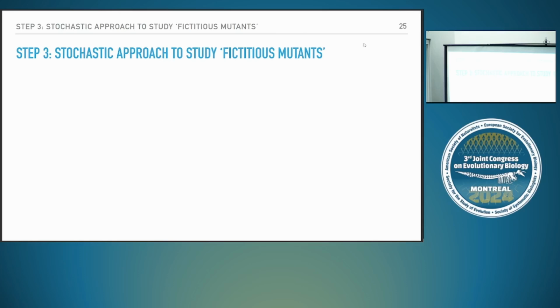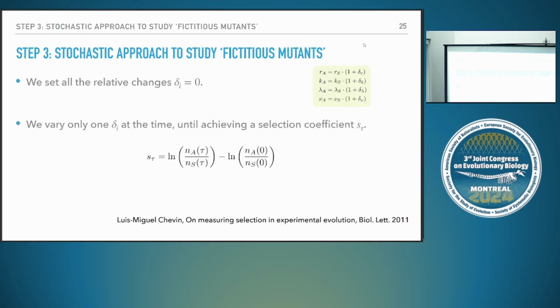So for step 3, we look at fictitious mutants. Let me briefly explain what this is. So when I set all the relative changes equal to 0 in the mutant population, this means that it's going to be the same as in the sensitive population. I'm going to vary only one of these deltas at a time until achieving a certain selection coefficient that we define using this expression here. And the idea is to study how the establishment probability varies when changing only one trait at a time, to see which of them will be stronger, depending on the treatment.